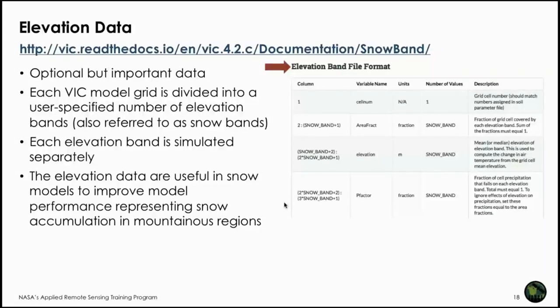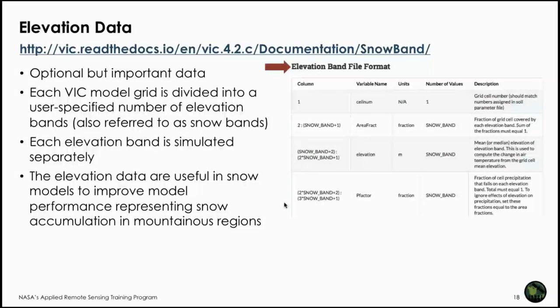Next, we talk about elevation data. These are also important, especially for flooding. Another use is to decide where there is snow. It is optional, because if you don't specify high resolution elevation data or bands, then mean elevation data are used for any grid that you use.